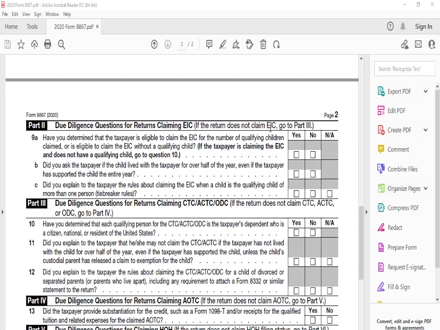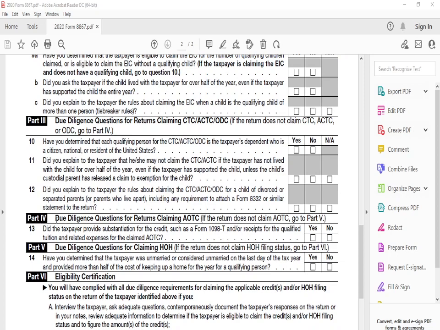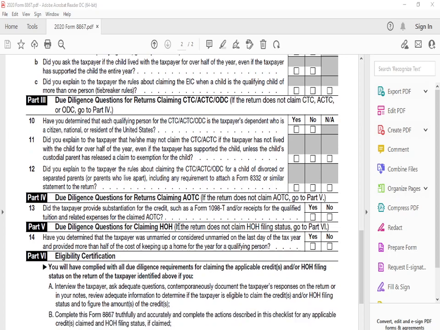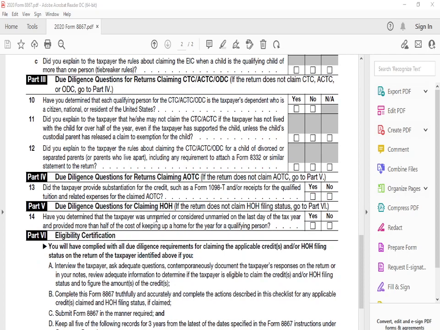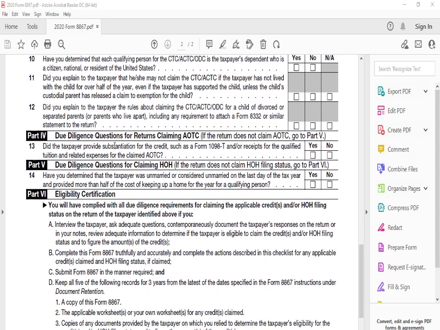So for example, if it is claiming earned income credit, have you determined that the taxpayer is eligible to claim the earned income credit for the number of qualifying children claimed, or is eligible to claim the earned income credit without a qualifying child? If the taxpayer is claiming the earned income credit and does not have a qualifying child, go to question 10. Obviously, as you can see, these questions are very important. Part 4, due diligence questions for returns claiming AOTC. Did the taxpayer provide substantiation for the credit, such as the Form 1098-T and a receipt for the qualified tuition and related expenses for claiming AOTC? Due diligence questions for claiming head of household. And obviously all these questions are there.